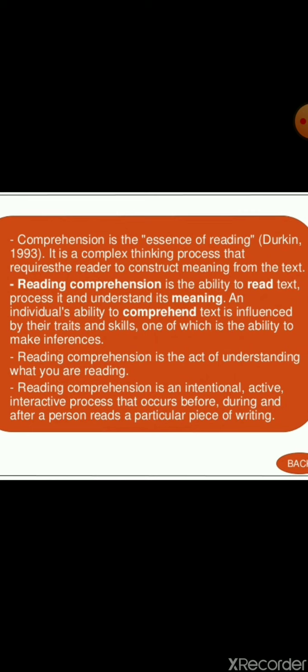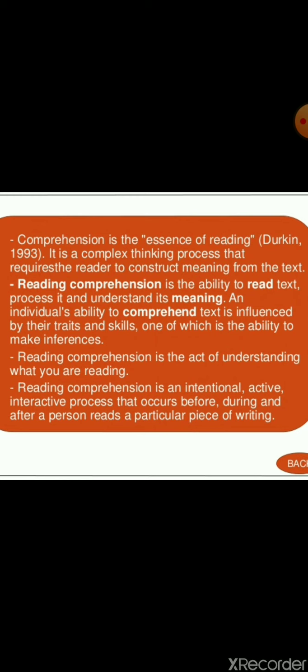Reading comprehension is the ability to read text, process it, and understand its meaning, and an individual's ability to comprehend text is influenced by their traits and skills. You need to develop some traits and skills, as I said already, one of which is the ability to make inferences. Reading comprehension is the act of understanding what you are reading.